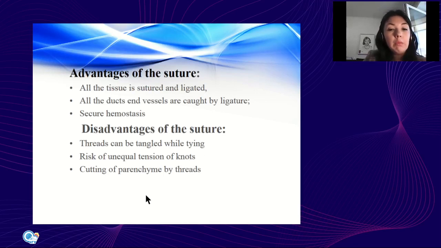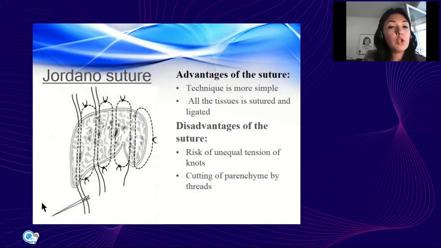And parenchyma can be cut by threads, is also possible. The other type of suture is Giordano suture. In this case, we also take two threads, and we conduct this thread simultaneously by one needle from one margin of the wound to another margin of the wound. After that, we divide them and we tie from both sides, like we take adjacent threads and we tie them from both sides. So what you can see with this interrupted line, it is the result.